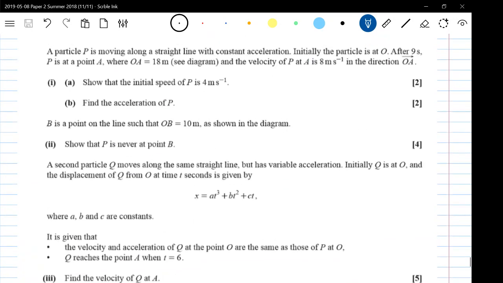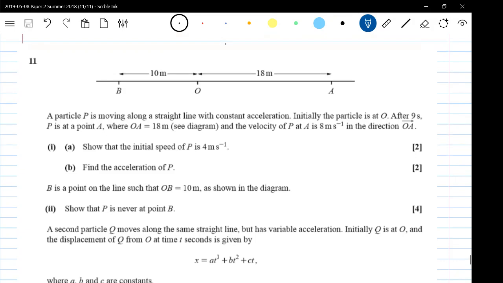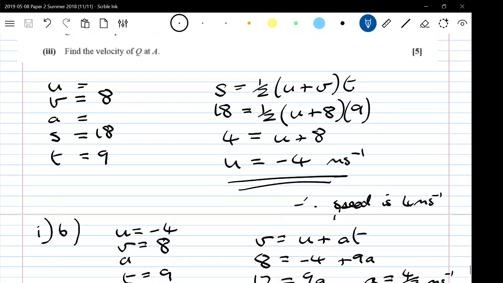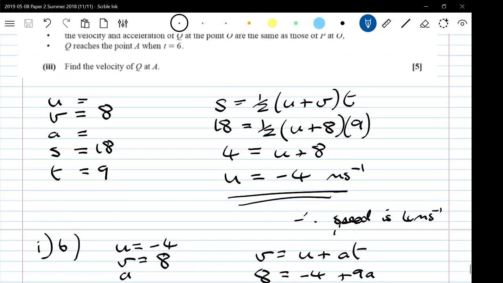B is a point on the line such that OB is 10, as shown in the diagram. Show that P is never at the point B. A number of ways we could think about doing that. What could we do? We could find the furthest distance that it ever is from that point. We've got its acceleration now as being 4/3.